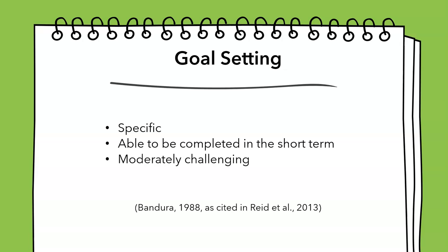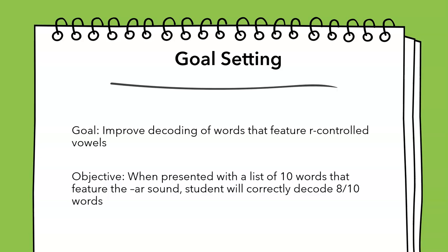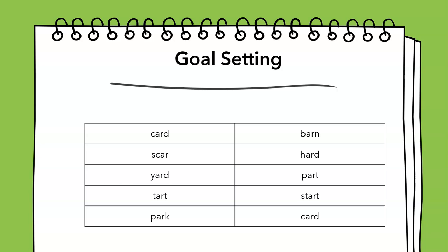For students in middle grades, instruction in phonological awareness and phonics is essential. Many students need reminders or consistent practice with different spelling patterns and their sounds. So, for example, we could set a goal of improved decoding of words that feature R-controlled vowels. Our objective would be, when presented with a list of 10 words that feature the AR sound, the student will correctly decode 8 out of 10 words.